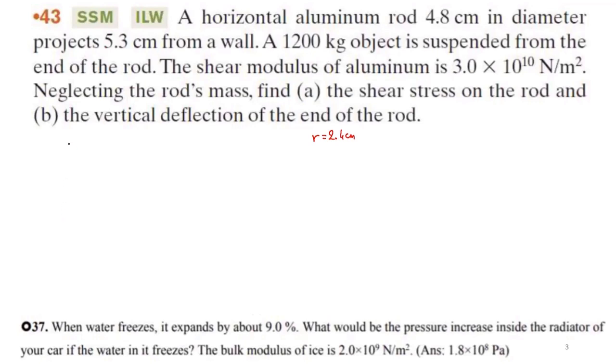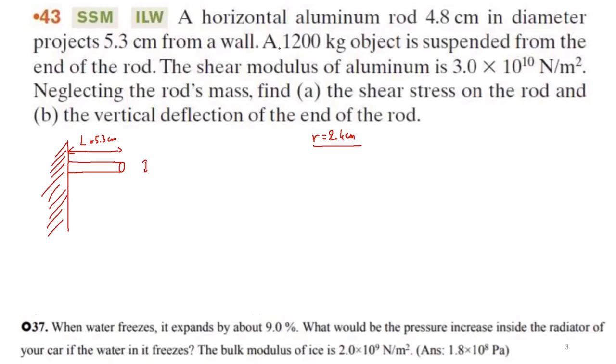So this is my wall. So I have a rod which is horizontal. It's made of aluminum. And the length of this rod is what? L, 5.3 centimeters. You don't need to draw, but we are in physics. I prefer drawing. And this diameter is 4.8 centimeters, meaning the radius is 2.4 centimeters.